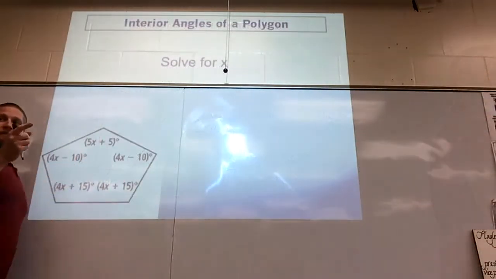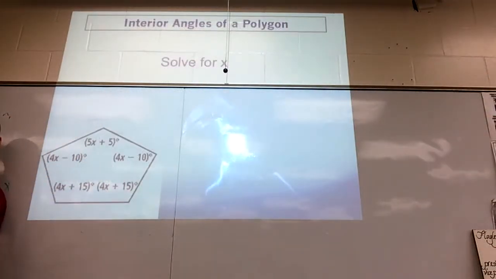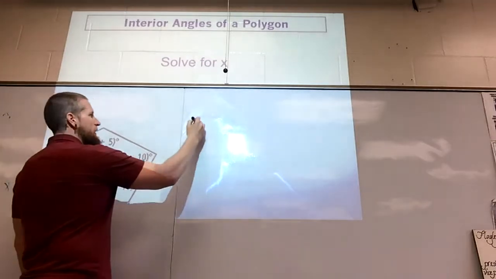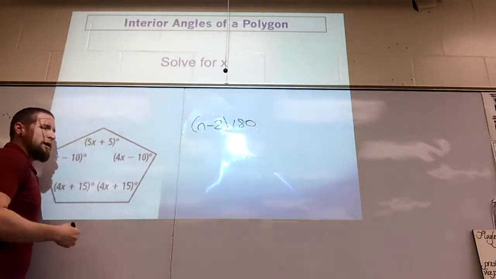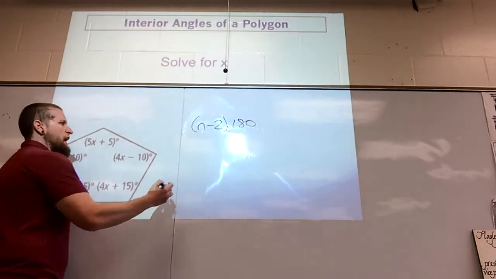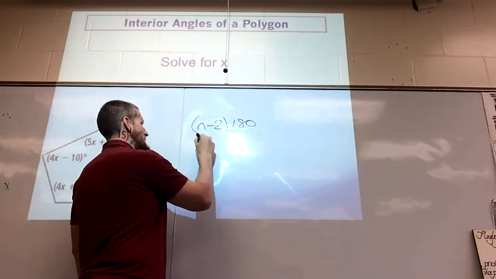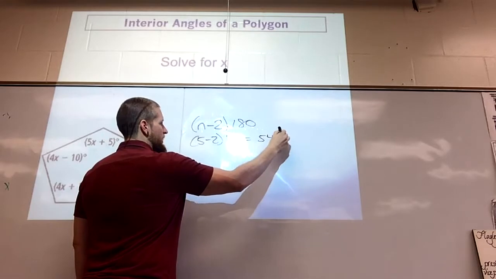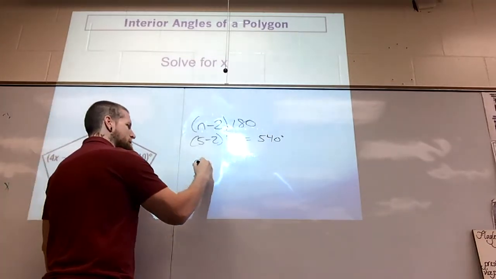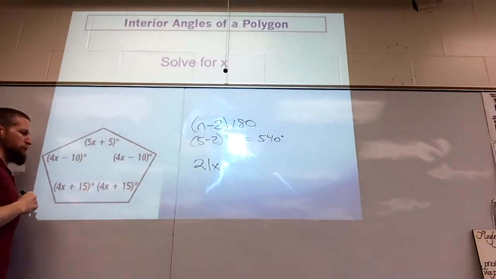First thing, don't start adding the angles up yet, because you need to know what to set it equal to. First thing you want to do is that, because that's going to tell you what to set it equal to. 5 sides there, yes? That should be 540. So I got 21x, and then what's the number with it?